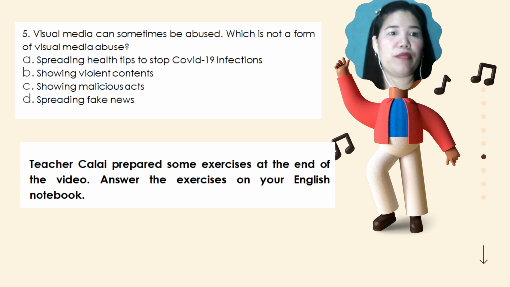Okay, question number 5. Visual media can sometimes be abused. Which is not a form of visual media abuse? A. Spreading health tips to prevent COVID-19 infections. B. Showing violent contents. C. Showing malicious acts. Or D. Spreading fake news. Now, Teacher Kalay prepared some exercises at the end of the video. You can answer the exercises on your English notebook or you can write your answer at the back of your activity worksheets.